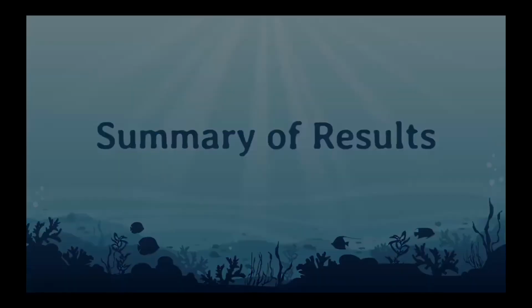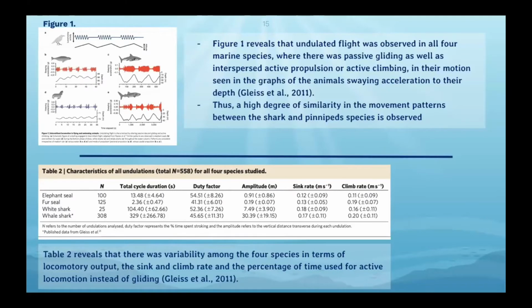To summarize the results, Figure 1 reveals that undulated flight was observed in all 4 marine species, where there was passive gliding as well as interspersed active propulsions or active climbing in their motion, seen in the graphs to the left. Table 2 reveals that there was variability among the 4 species in terms of locomotory output, the sink and climb rate, and the percentage of time used for active locomotion.